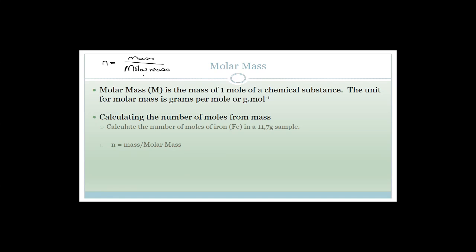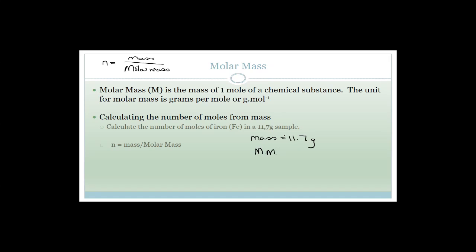So now it says calculate the number of moles of iron, Fe, in an 11.7 gram sample. But the formula is the number of moles is mass divided by molar mass. So the first thing we're going to do is write down the mass. Mass is 11.7 grams. Then we need to go find our molar mass. So you guys need to dig out your periodic tables. And I've said often enough that if you're watching these lessons or if you are doing science of any type, you should have with you a periodic table, calculator, pen, ruler, pencil, and eraser.